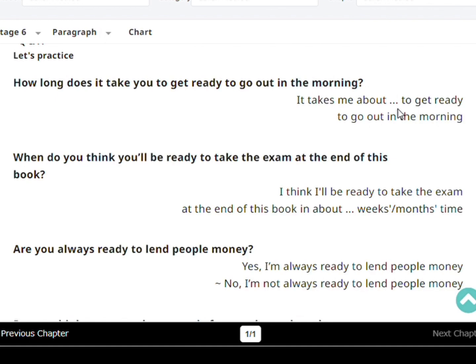And when do you think you'll be ready to take the exam at the end of this book? I think I'll be ready to take the exam at the end of this book in about 1 month, 2 weeks' time. Very good.